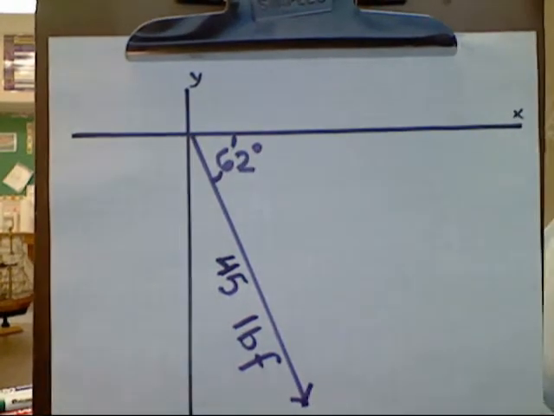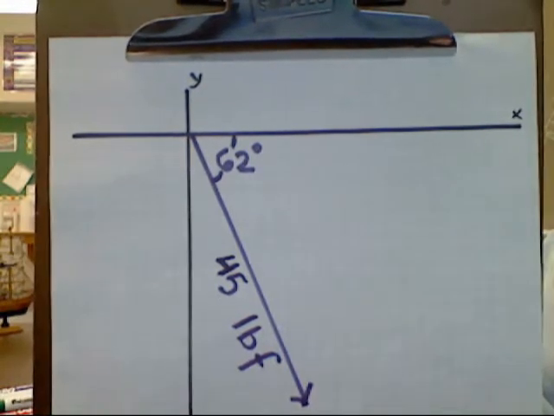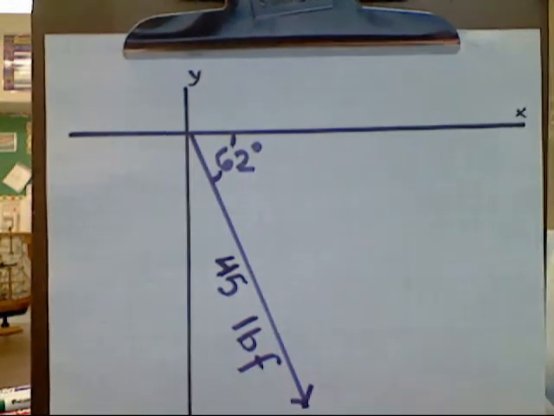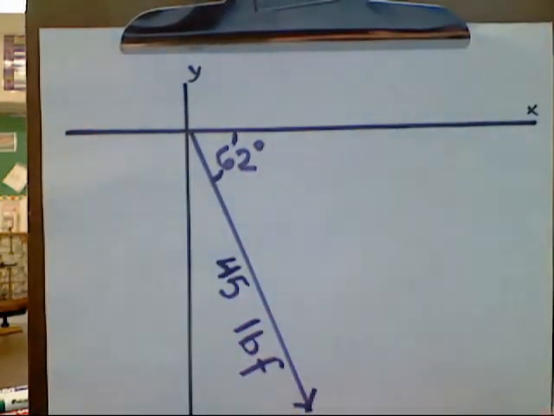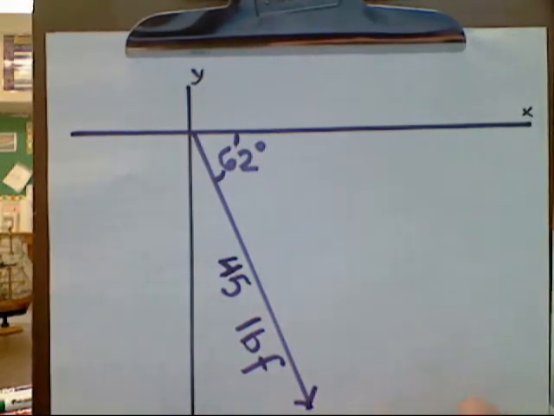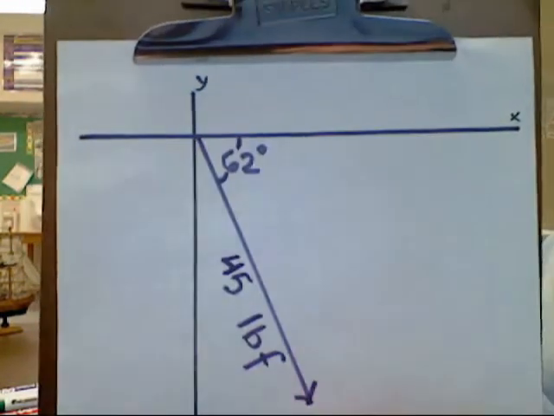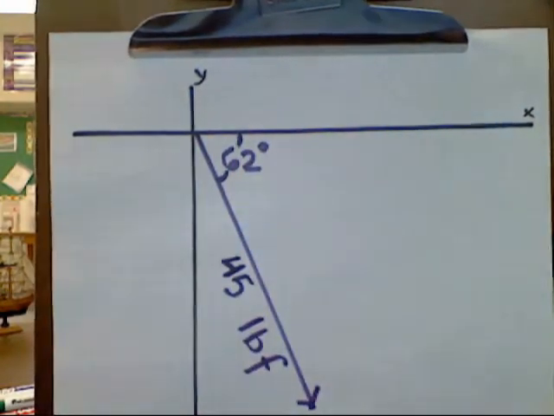To begin with, let's review what a vector is. A vector is any quantity that has both magnitude and direction. In particular, this vector that you see here in front of you has a magnitude of 45 pounds force. That's the amount it has. And it has a direction of pointing sort of south-southeast, 62 degrees away from the horizontal.